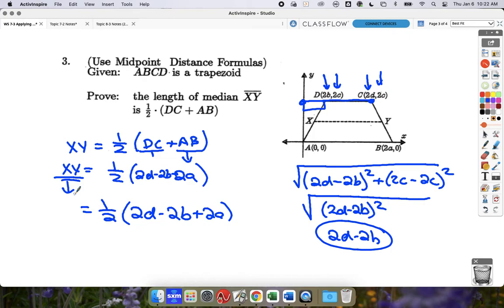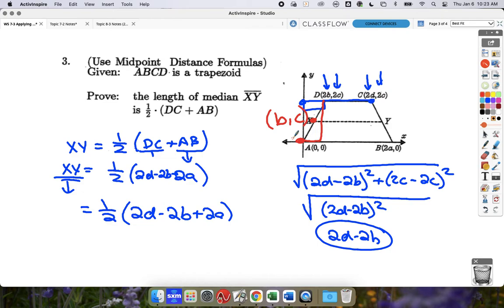Let's reason through the first one. To go from here to here, you go over 2B's and up 2C's. Because this is the midsegment, it's exactly in the middle. So instead of going over 2B's and up 2C's, you go over 1 B and up 1 C. So this coordinate location is B, C. Over B, up C, over B, up C gets me to 2B's and 2C's.